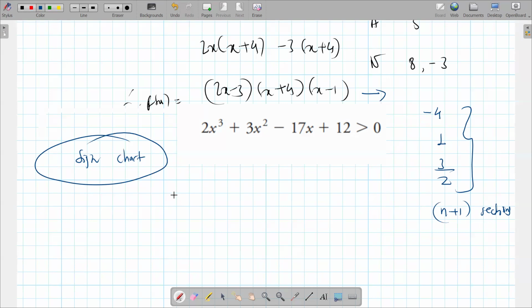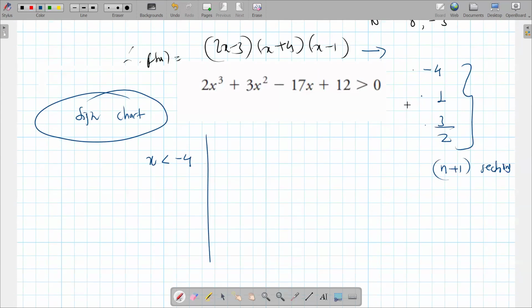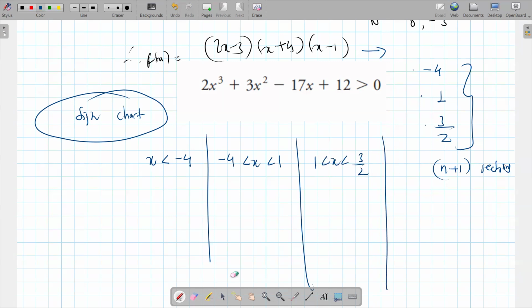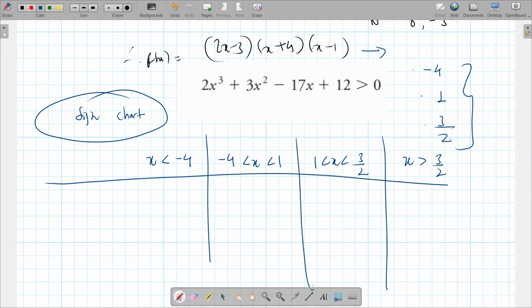And here's how it works. You arrange your x-intercepts in ascending order. The first section will always be x is less than -4, the first x-intercept. And then it'll be between -4 and +1. And then it'll be from 1 to 3/2. And then for the last section, it's going to be x is greater than 3/2. So from a number line, you have to account for all the different ranges of the x-intercepts. So that's what goes on the top.